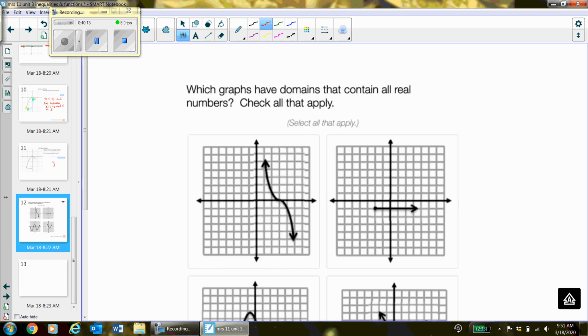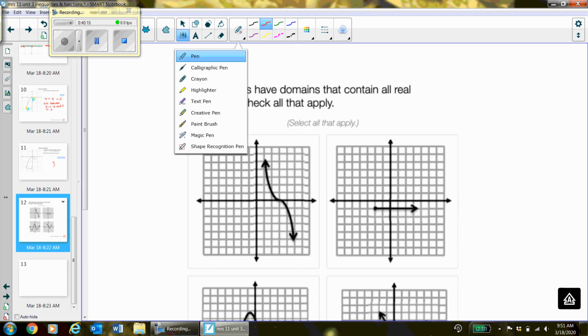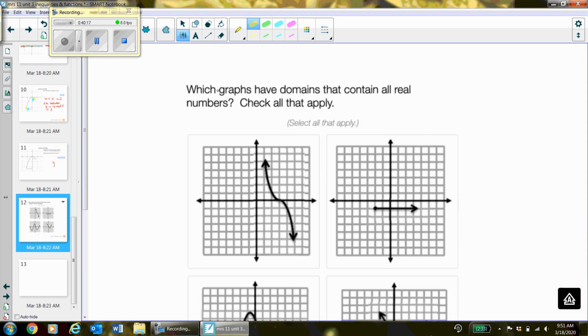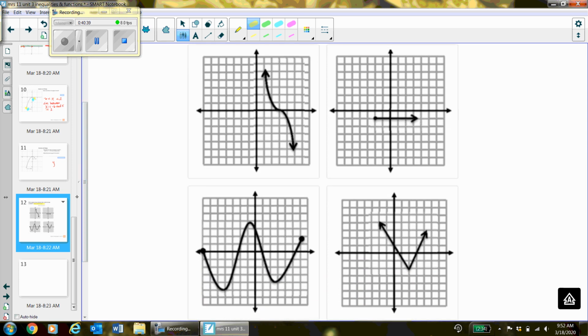And then this one, it says check all that apply for the graphs that have domains that are all real numbers. All right, we talked about that slightly. All real numbers meaning that it goes to negative infinity and positive infinity. So it touches all the negative x values and all the positive x values. All right, and because it says check all that apply, that means there's more than one graph here that has a domain of all real numbers.